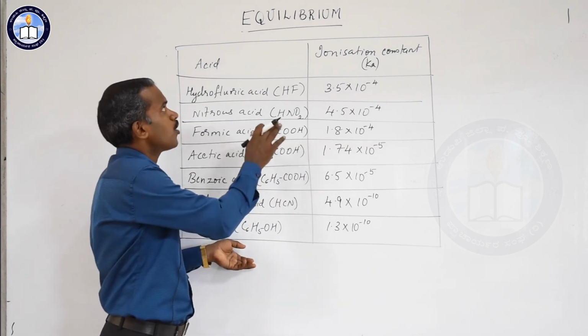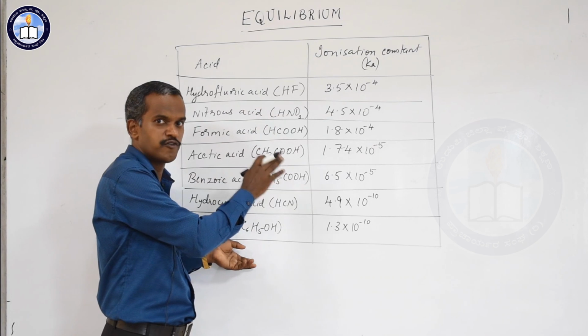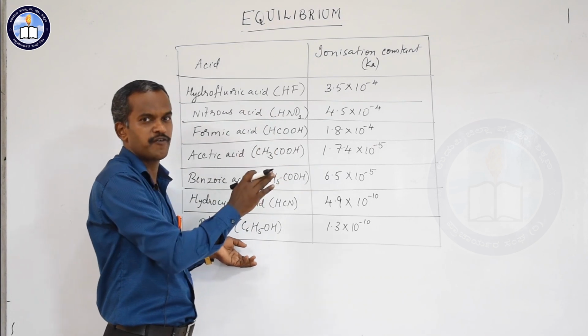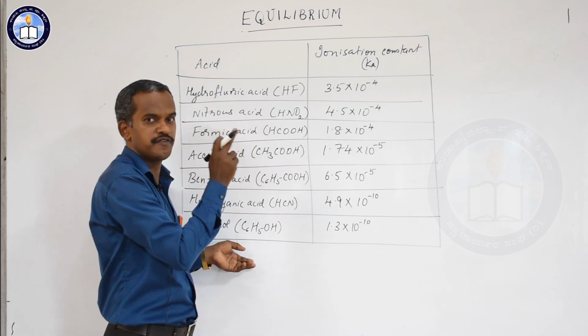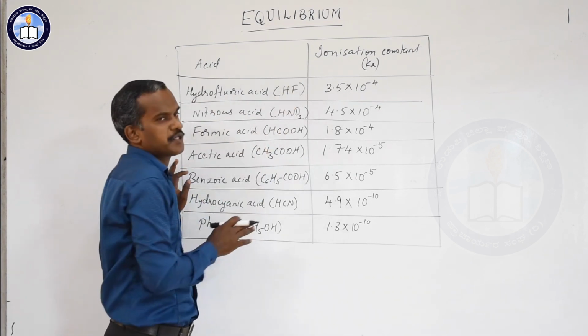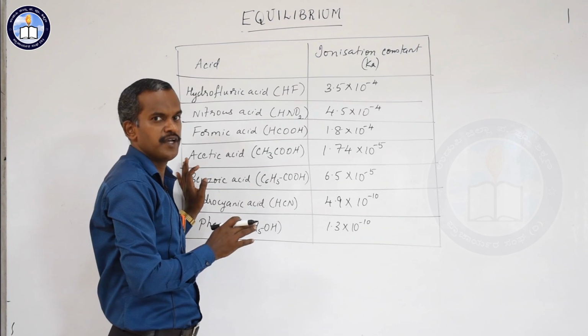Okay, so that's all about dissociation of water, ionic product of water, pH, and ionization of a weak acid and ionization constant of acids. Okay, thank you.